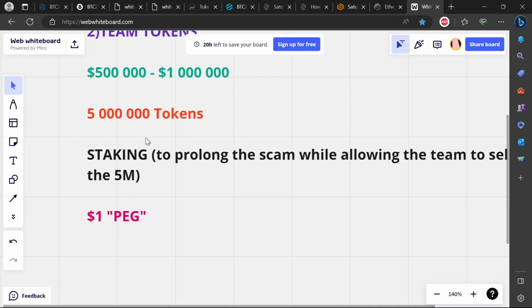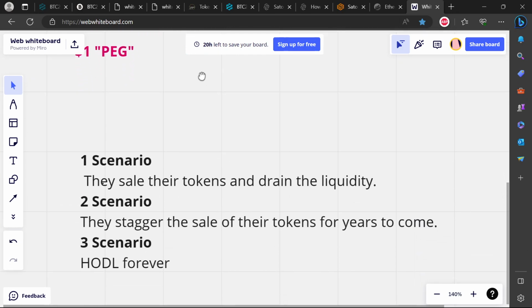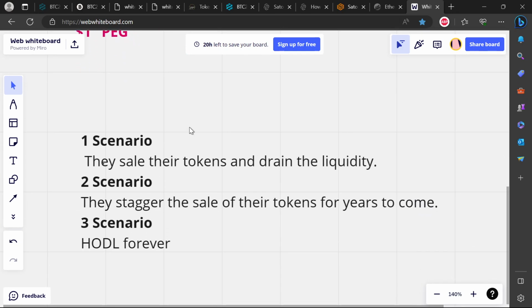You see what I'm saying? It's the moment that they go above that, then it's going to go below the $1. That's where the scam is. So now let's look at some scenarios.